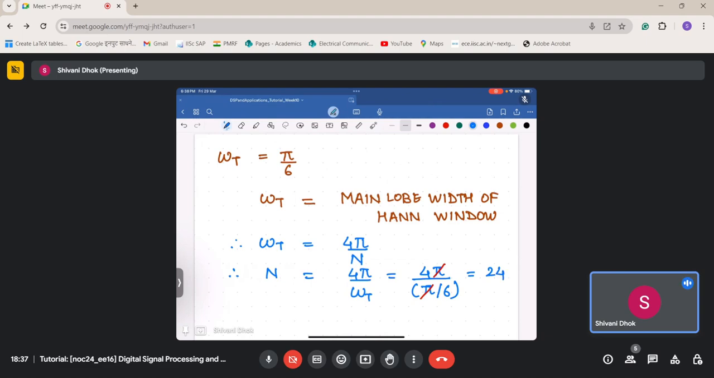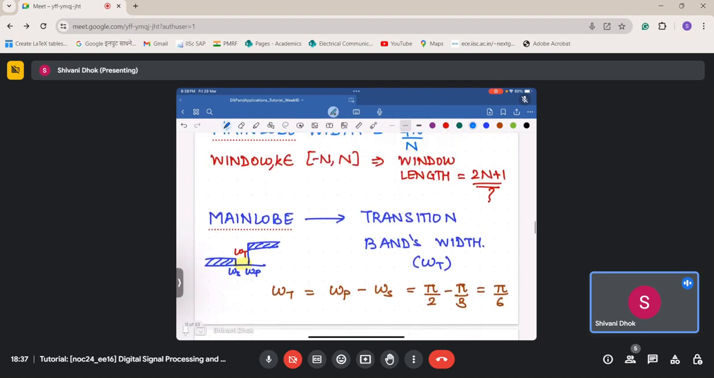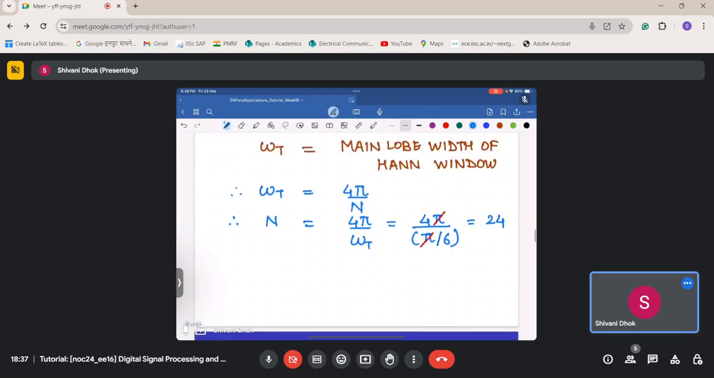Now this is the value of N, but the length of the window is not N. The length of the window is 2N plus 1. So the length of the window is 2N plus 1, which is 2 into 24 plus 1, which is equal to 49.